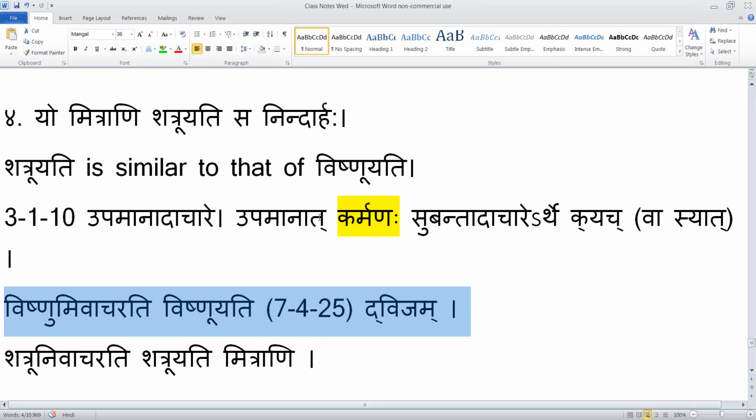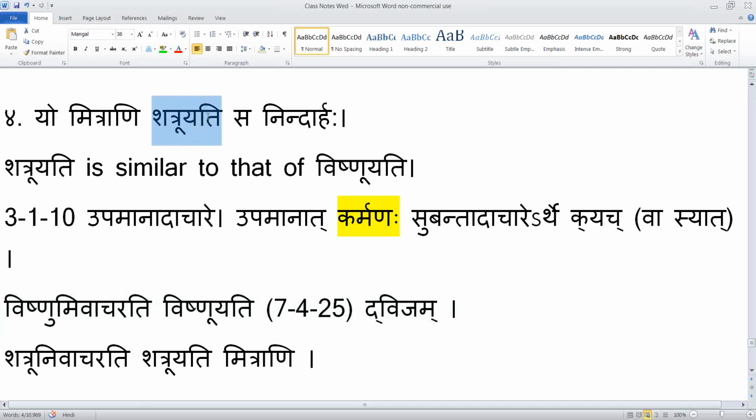Shatru plus Shas plus Kyach and so on. So here we have Shatruyati, again we get the Dirgha Adesha, Akrtsarvadhatukayor Dirgha. The same steps as Vishnuyati, which you do in the class, same thing. So one who treats his friends, so Padaccheda is: yaha, mitrani, shatrun iva acharati, Shatruyati. Sa nindarhaha. So one who treats his friends like enemies, he deserves censure, deserves blame, deserves criticism.